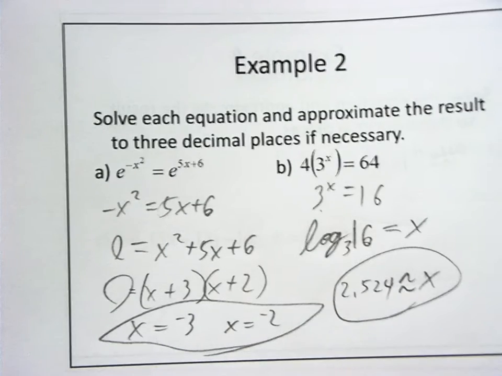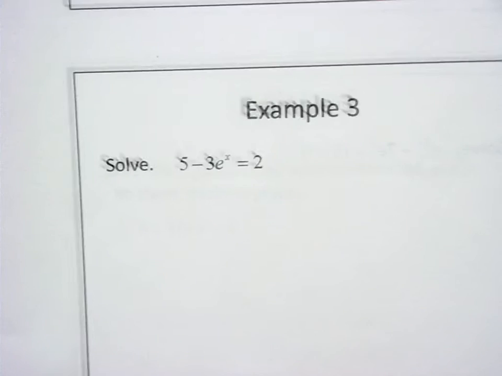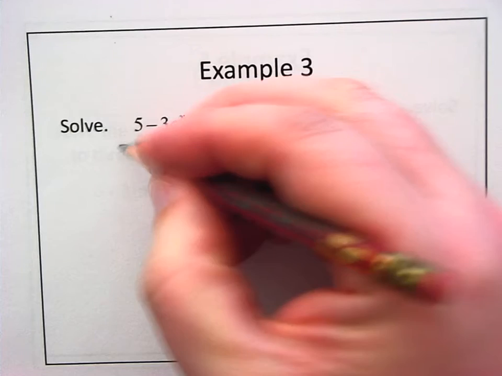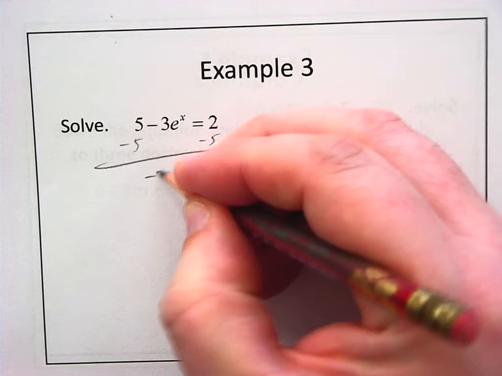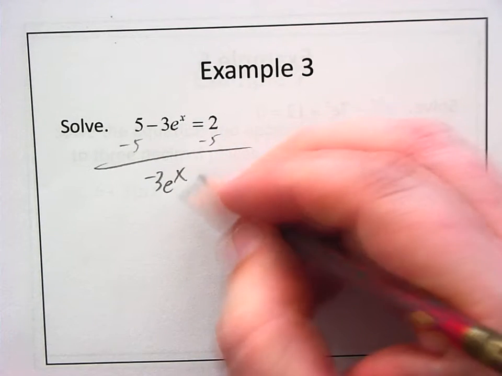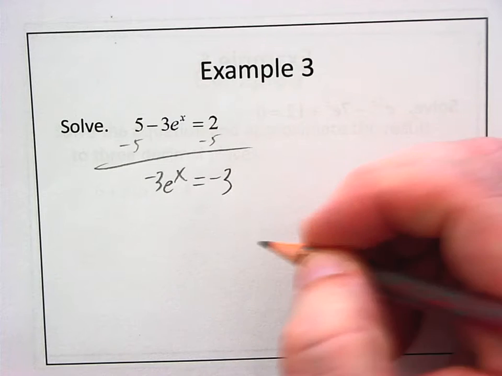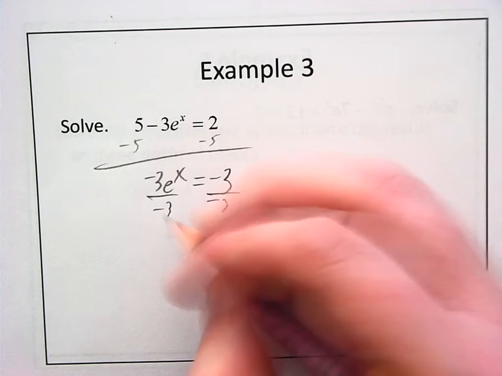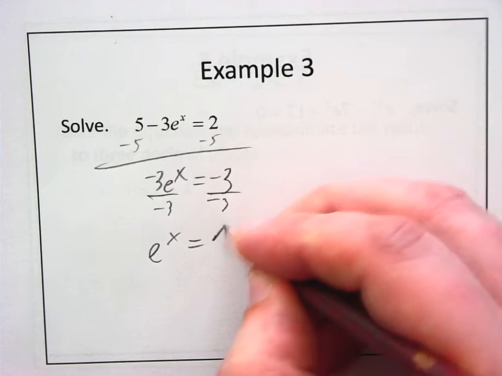Now some of them you might have to do a couple steps before you can actually use one of those three properties, something like this. What would I actually do first here? Subtract the 5 from both sides. So you have negative 3 e to the x equals negative 3. Divided by negative 3. So I get e to the x is equal to 1.